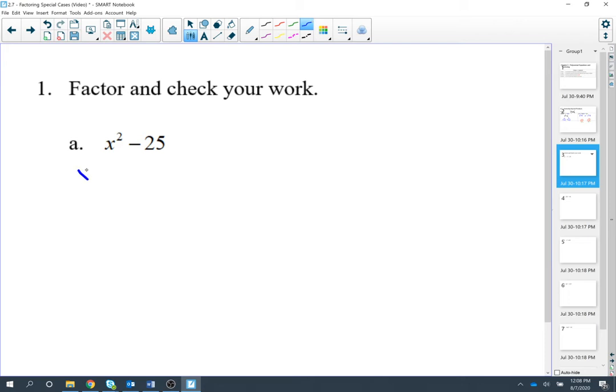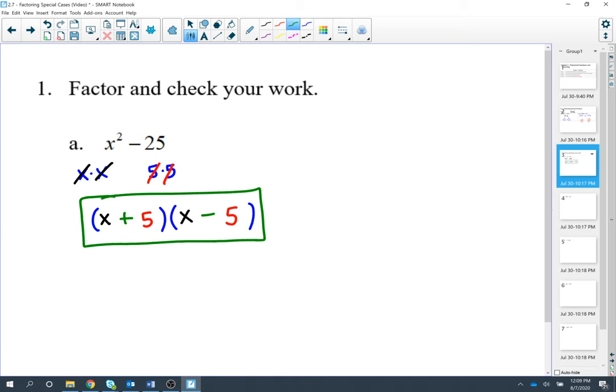X squared, I can break down into x times x. 25, I can break down into 5 times 5. This is in fact subtraction. So yes, this is a special case. It's difference of squares. So I know I need to get it into factored form. I set up my factors. I take one of my x's, I stick it here. I take my other x, I stick it here. I take one of my 5's, I stick it here. I take my other 5, I stick it here. And then I make one of these a plus, I make one of these a minus, and you are done.